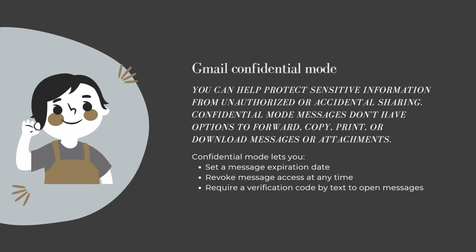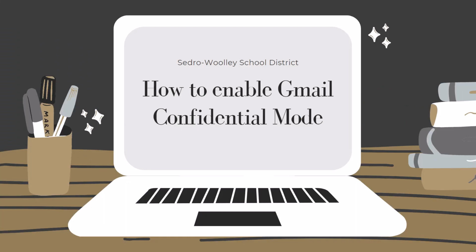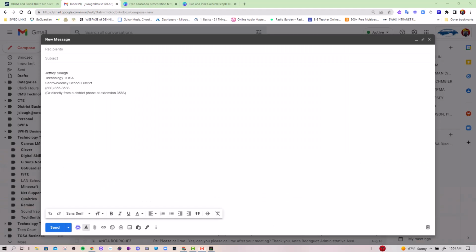It is not foolproof. Confidential mode lets you set a message expiration date so that after that expiration date occurs, the message will disappear. It allows you to go in and revoke that message access at any time, similar to the recall option in Gmail, but this one actually works as intended. And you can, if you wish, require a verification code that you text to the recipient, and they have to have that code to open the message. So let's talk about enabling Gmail Confidential Mode when you send an email in your SWSD101.org account.